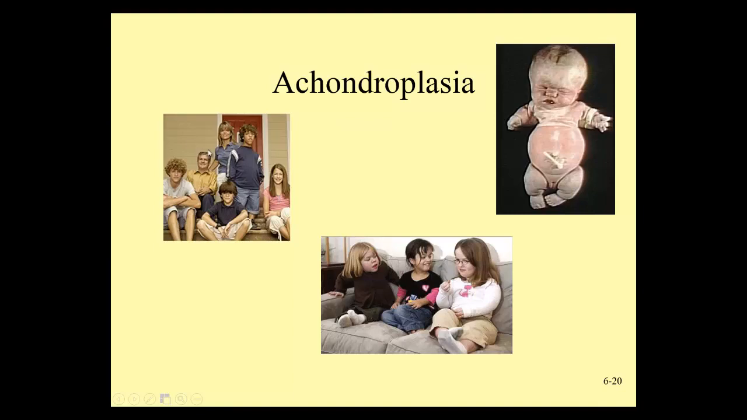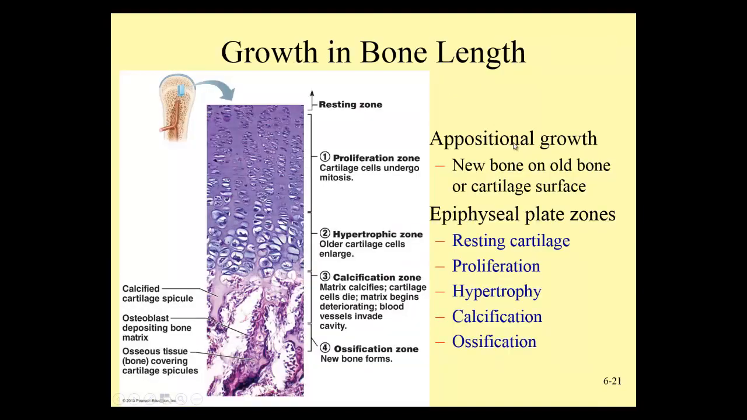So talking about how bones grow then, bones grow in length at the epiphyseal plate. There are two types of bone growth that you should be familiar with, but appositional growth is where we're adding new bone on the surface, and that can occur in cartilage or bone. So we can have cartilage growing on the surface or bone growing on the surface, depending on what the starting material is.